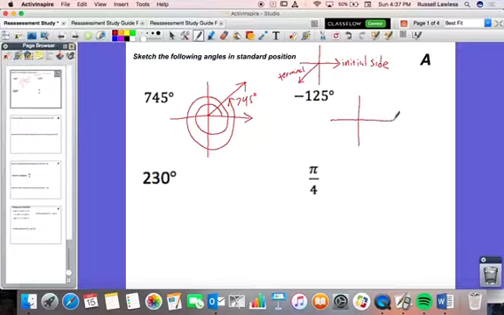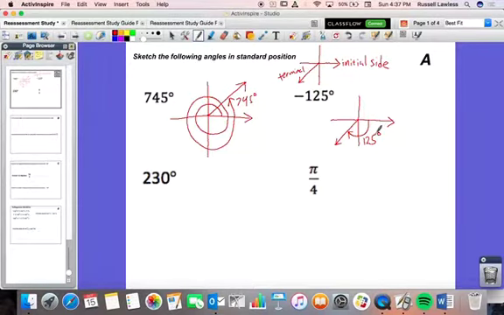If we're going in the negative direction, the initial side doesn't change. We're always starting at that positive x-axis, but now rather than going up, we're going to be going down in the negative direction. So I'm going to go negative 125 degrees, and that should be about right there. And I'm going to draw my terminal side, and that should be negative 125 degrees.